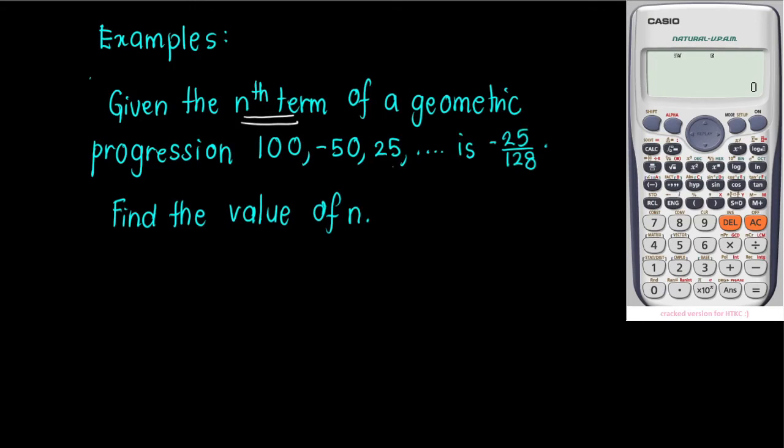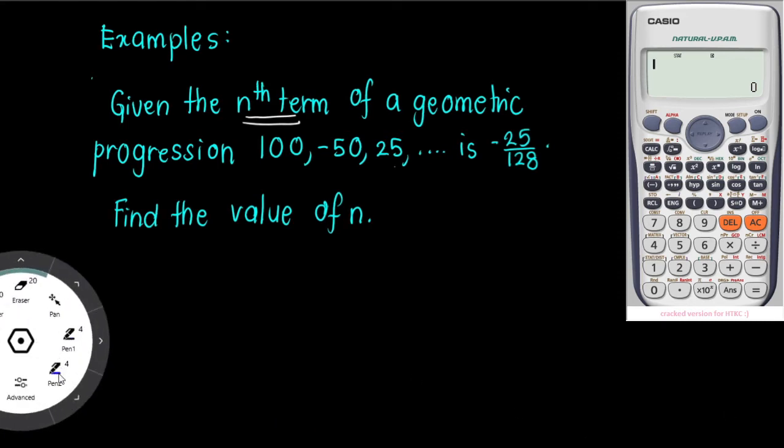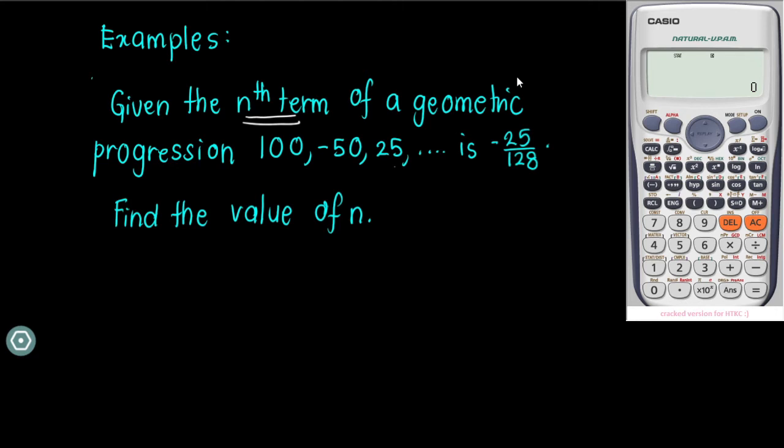Okay, so we continue with this example. Actually teacher was recording but I didn't press the record button, and I actually completed this question, so I'm just going to repeat back. Given the nth term of a geometric progression 100, negative 50, 25, is negative 25 over 128. This is the nth term. So when they say that is the nth term, that means that is the Tn. Take note, that's your keyword. Find the value of n.